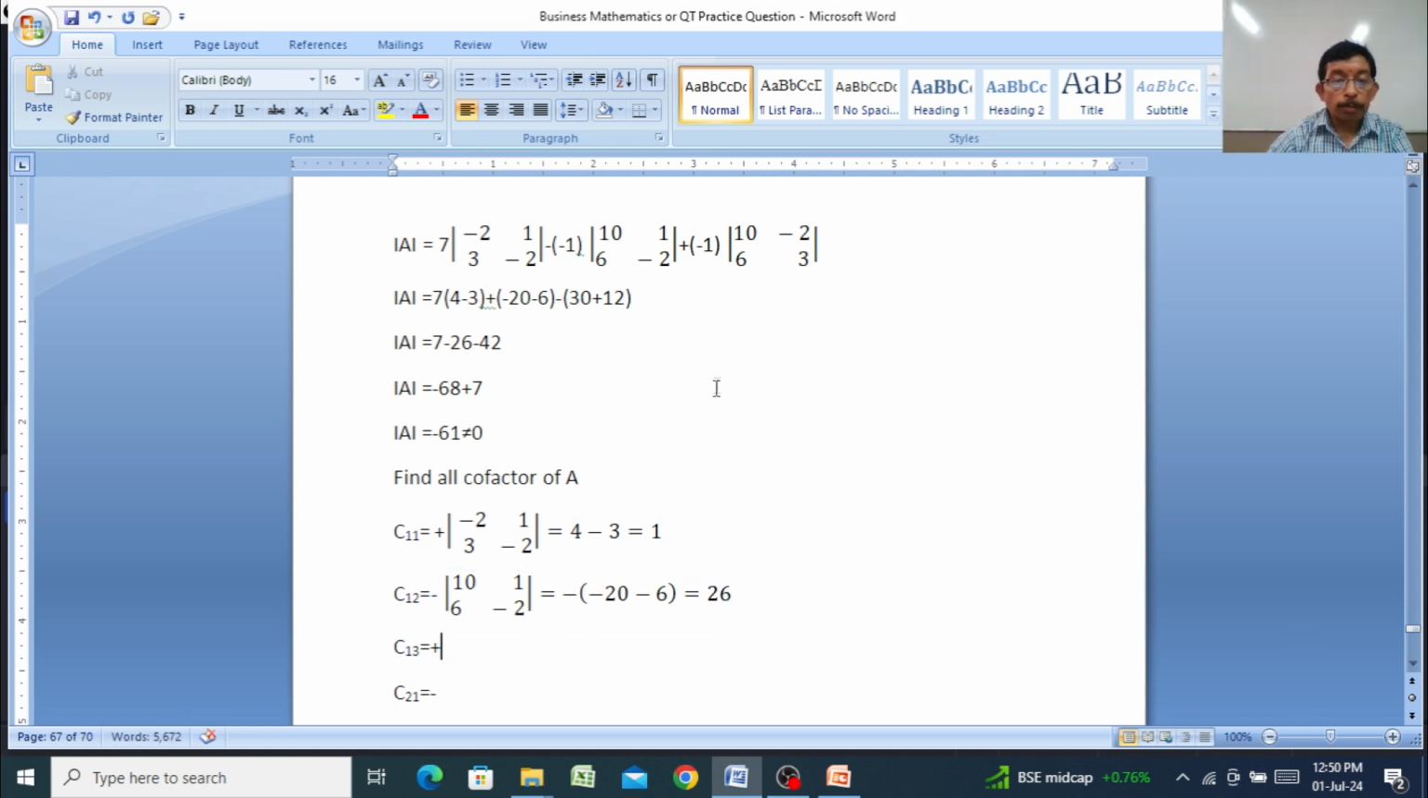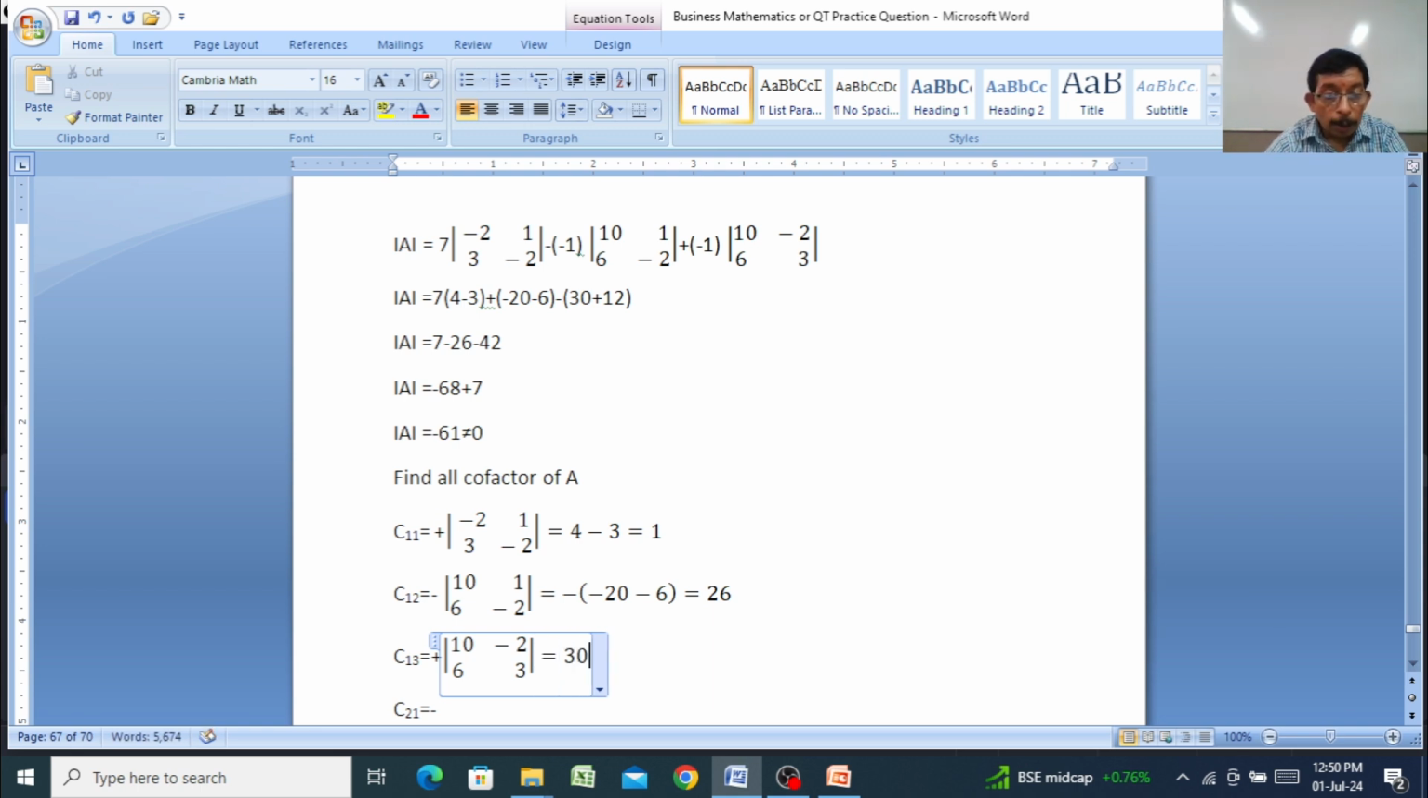Now we come to the first row third column cofactor. The first row third column value is canceled out and the remaining values are noted down here. Then we take the difference of the cross multiplication of the elements: 10 times 3 is 30, minus plus 6 times 2 is 12. The value is equal to 30 plus 12, which is 42. Is it clear, everyone?